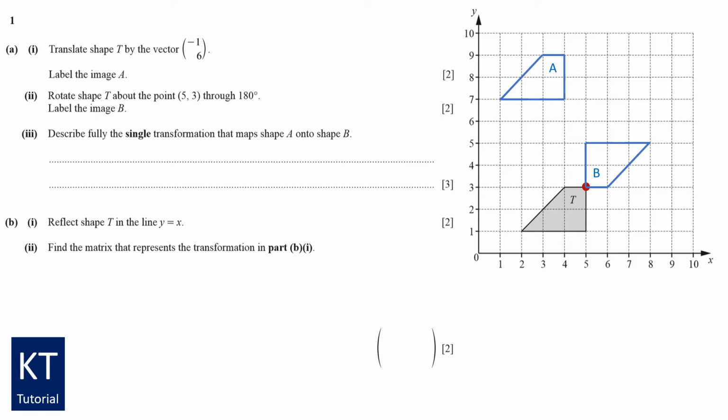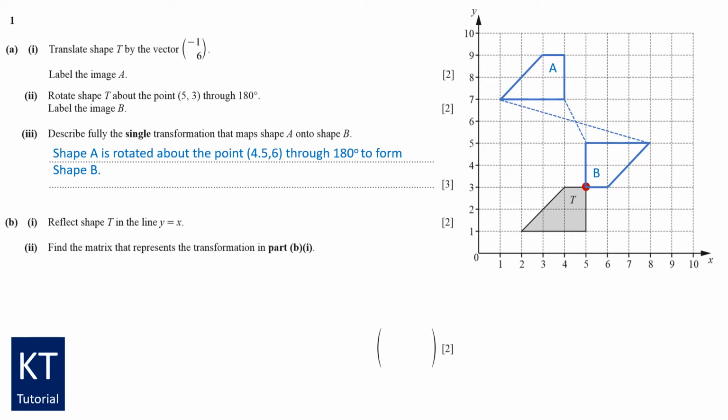Start by plotting the point 5, 3. This is shown as the red dot on the grid. This now serves as the pivot point to rotate shape T into shape B. Next, describe fully the single transformation that maps shape A onto shape B.